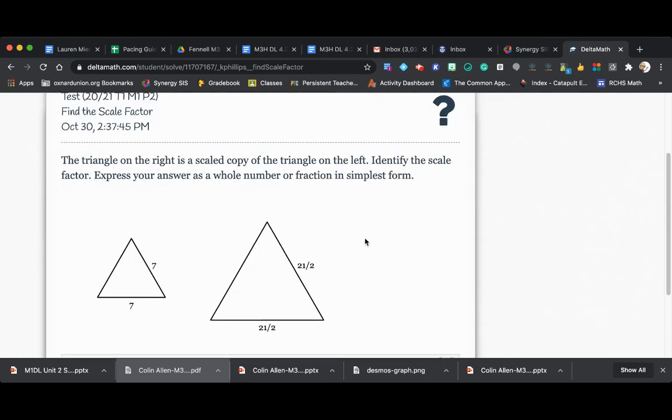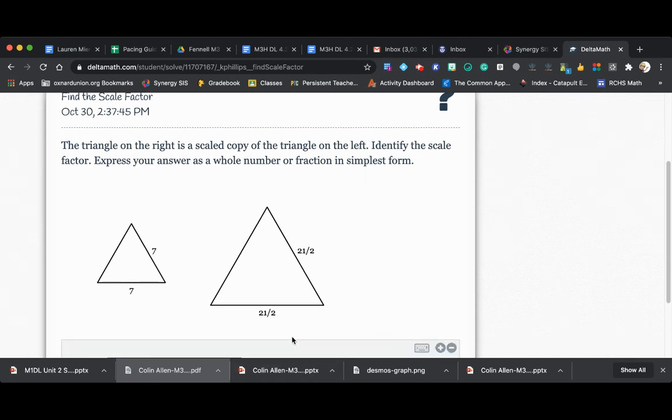Okay, let's do another one. All right, so now we have 7 times something equals 21/2. So what you want to do is set it up as an actual algebraic expression. So you would say 7 times some number, 7x equals 21 over 2. Then what would we have to do? We'd have to divide by 7 on both sides. So basically we're going to take 21 over 2 and then divide by 7.